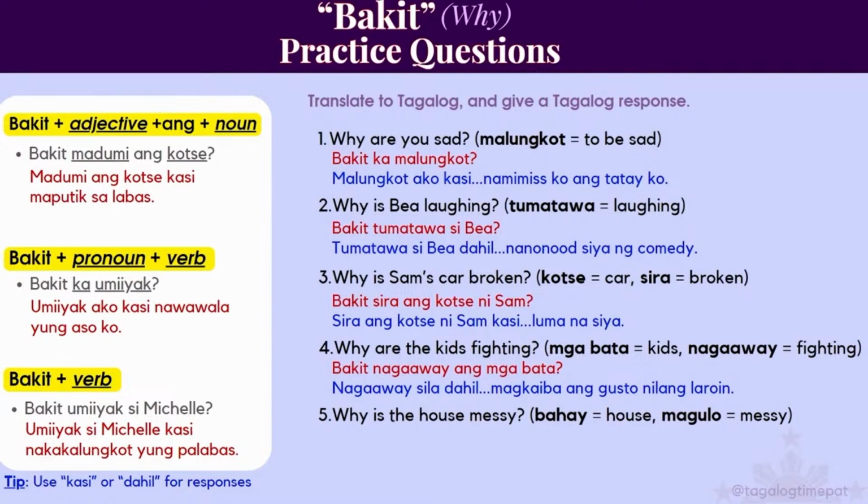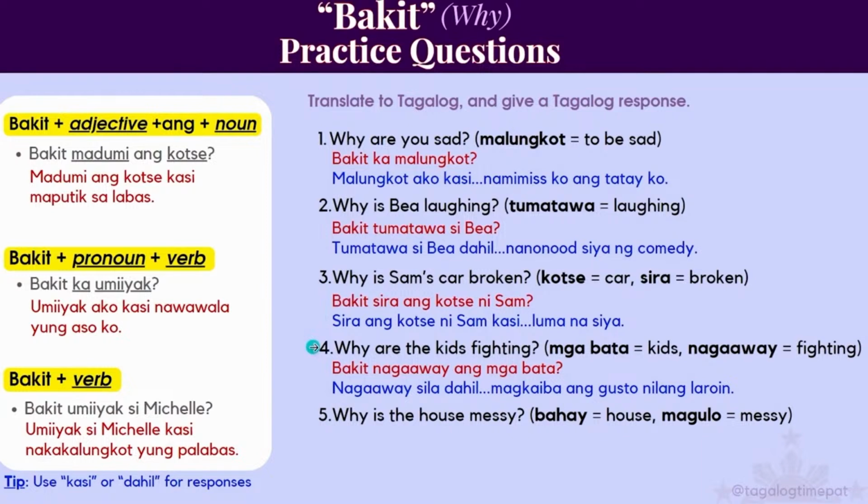Or you can use a pronoun like I did. Nag-aaway sila dahil. And remember, you could have said kasi. So it's interchangeable. You'll see in my answer, sometimes I use kasi, sometimes I use dahil. Magkaiba means different. Ang means is. Gusto is to like. Nilang laruin. They are playing. They want to play with different things.